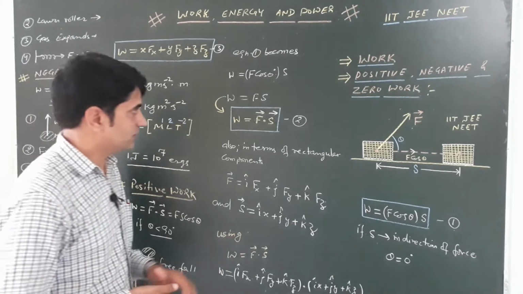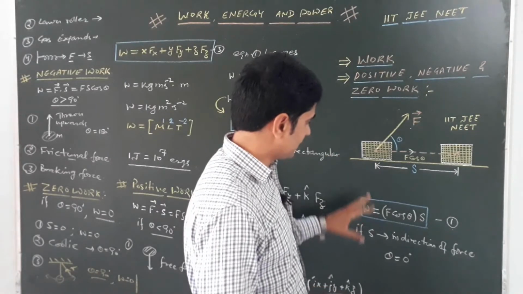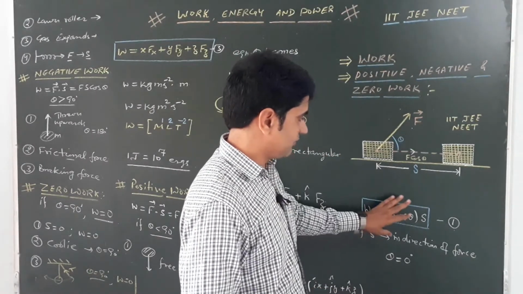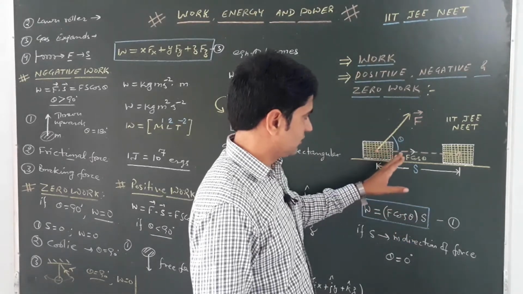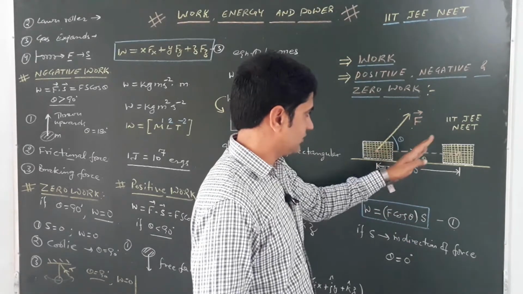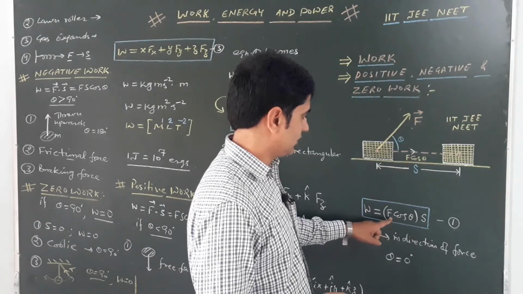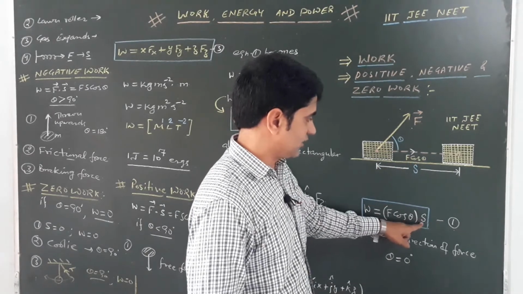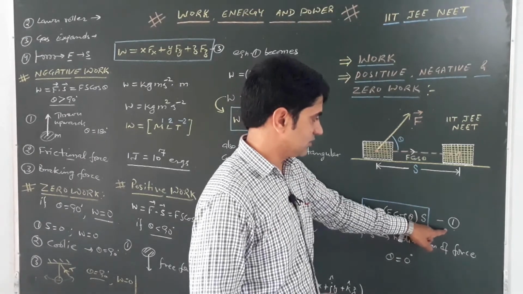First of all, we are finding the formula for the amount of work done. As we know, work done equals force into displacement. The component of force in the direction of displacement is F cos theta, so the work done is F cos theta into S. That is equation number 1.